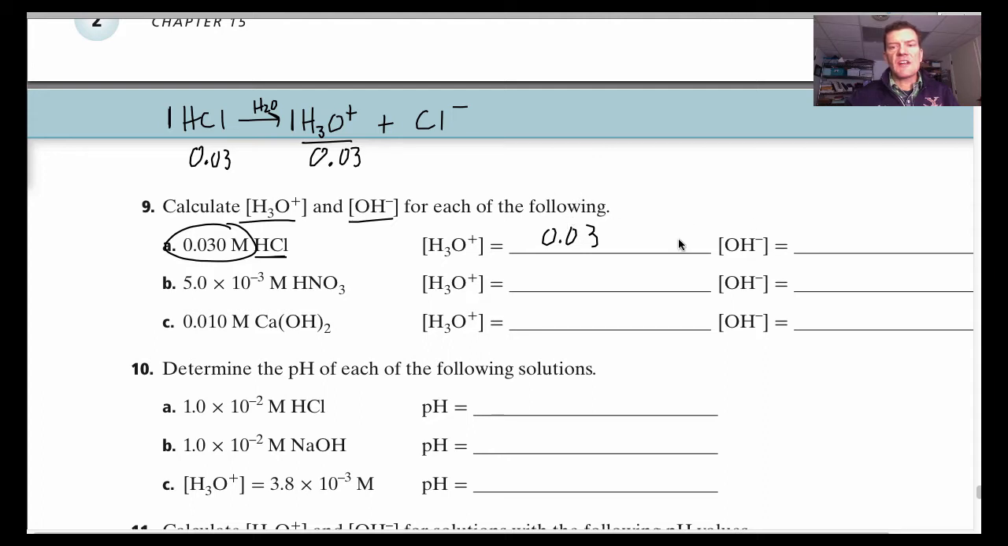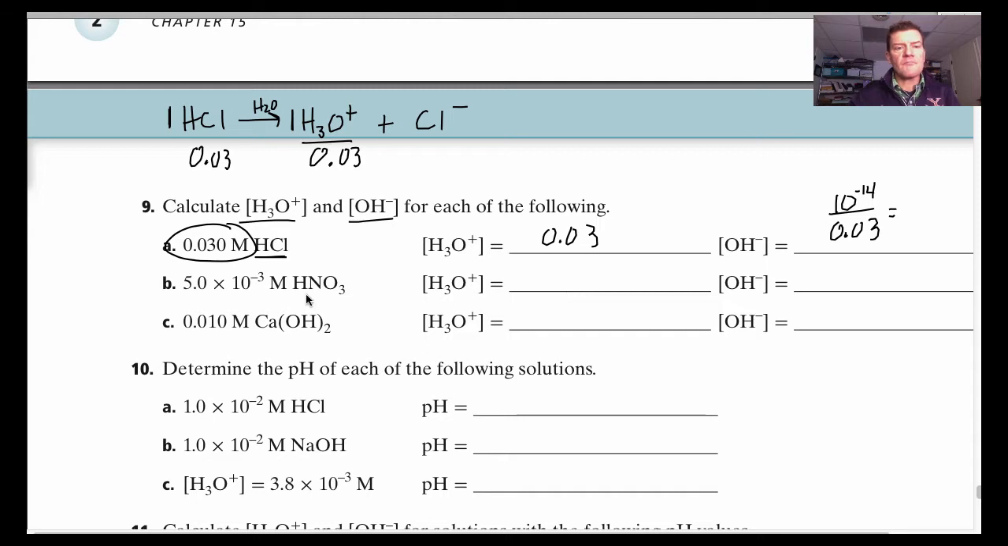And you know that the concentrations of the hydronium and the hydroxide multiply together to give you 10 to the negative 14. So to find the hydroxide, I take 10 to the negative 14 and I divide by 0.03. And you can do that calculation.